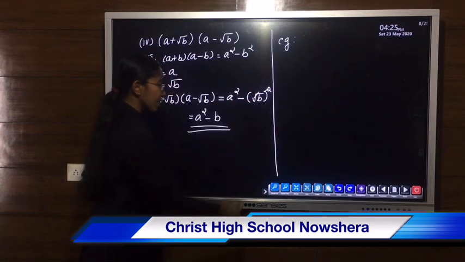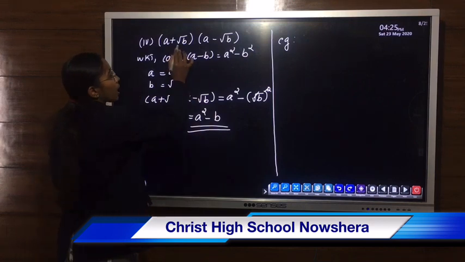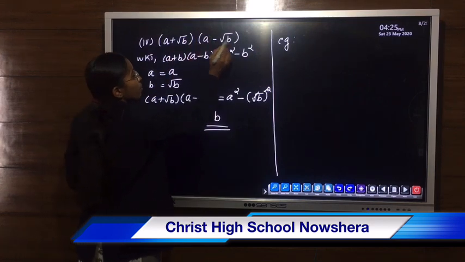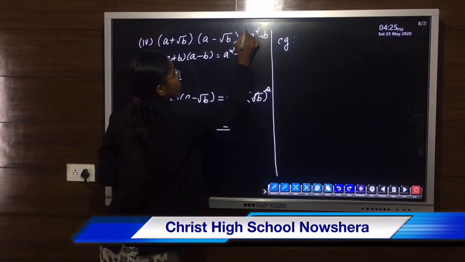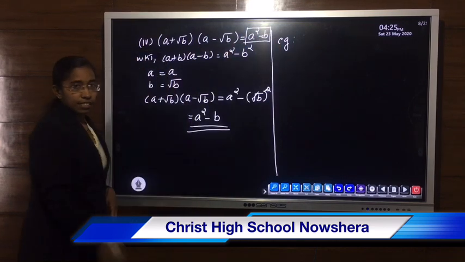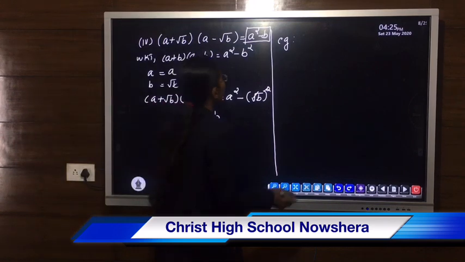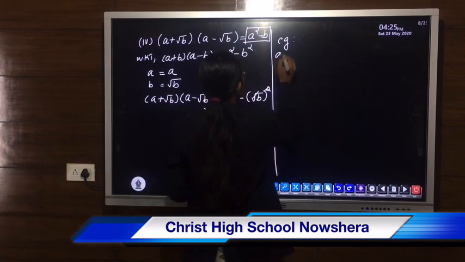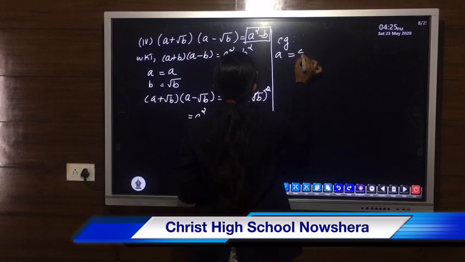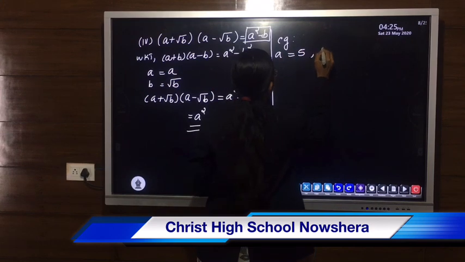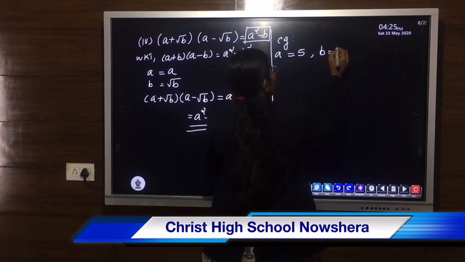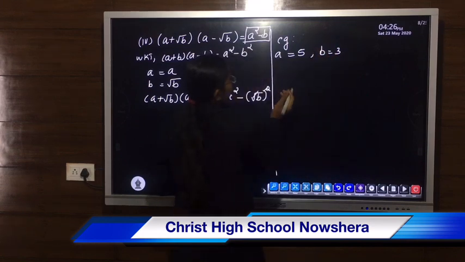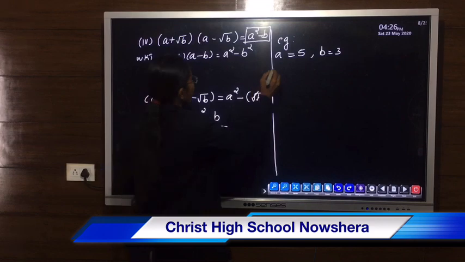So this answer is a square minus b. So (a plus root b) into (a minus root b) is equal to a square minus b. This is the answer. Just check with one example. Here also take a is equal to 5 and b is equal to 3.